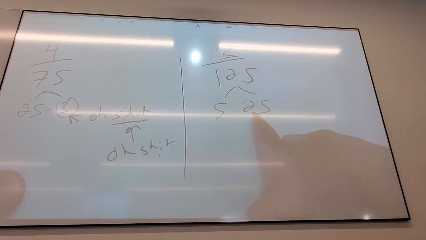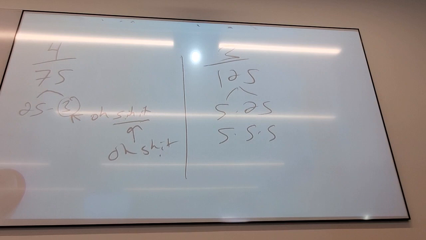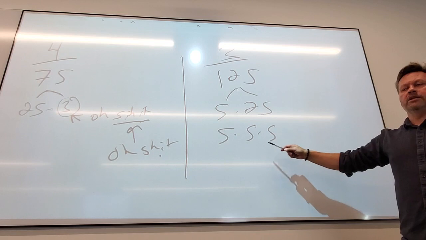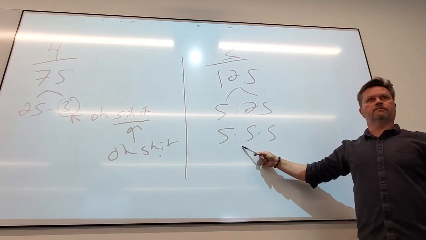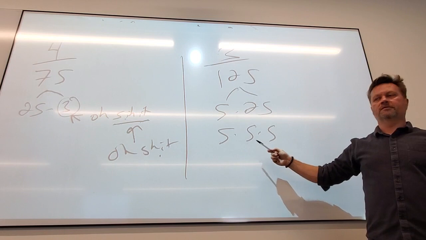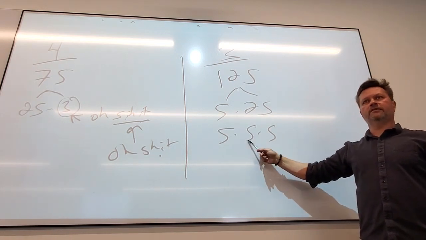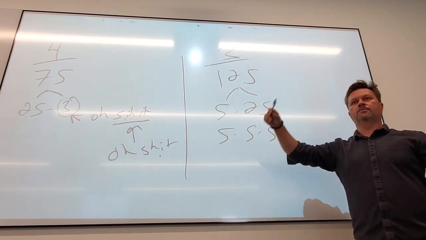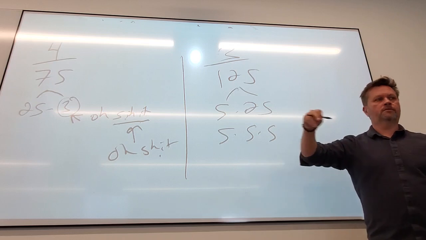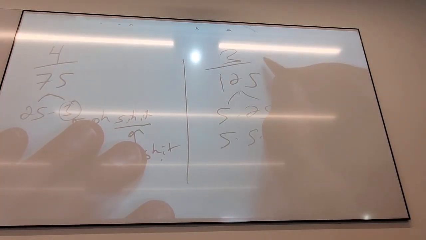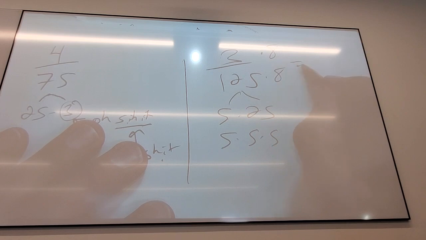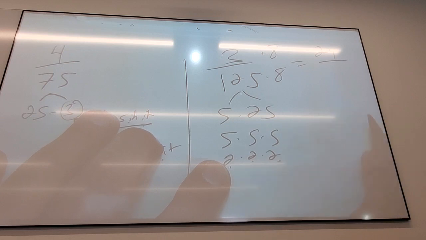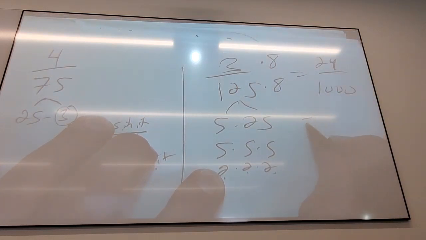What's 125? It's 5 times 25. The 25 is 5 times 5. So it's 5 times 5 times 5. Now somebody help me out. Don't I have 3 5s on the bottom? Yes. How many 2s do I have to multiply by so I get nothing but 10s? This 5 needs a 2, this 5 needs a 2, this 5 needs a 2. So don't I have to multiply by 2 times 2 times 2? Wouldn't that make the bottom some multiple of 10? Yes. What is 2 times 2 times 2? 8. So if I multiply top and bottom by 8, I get 24 over 10 times 10 times 10, which is 1,000.